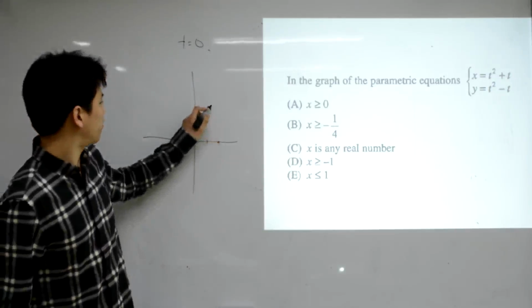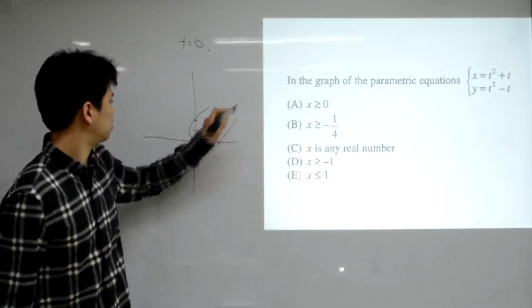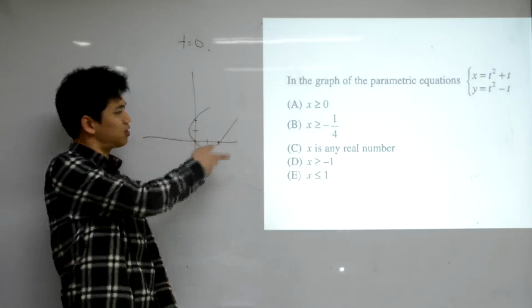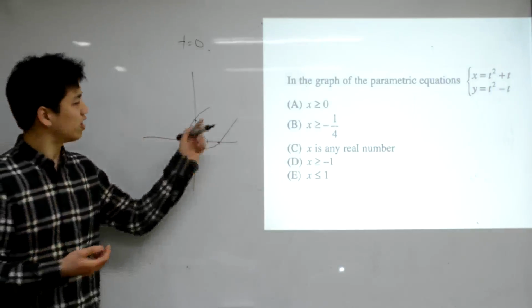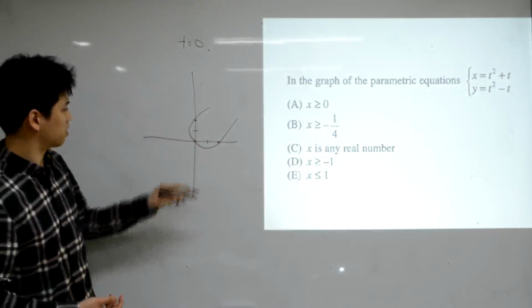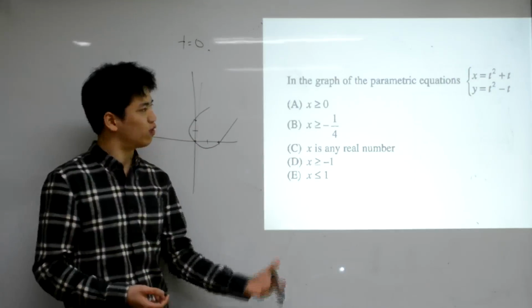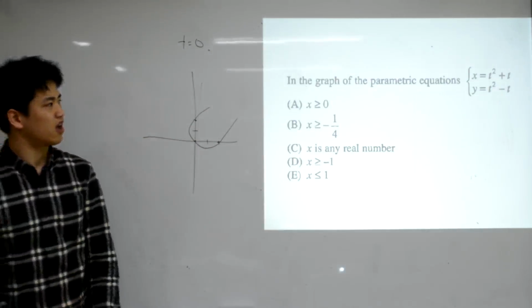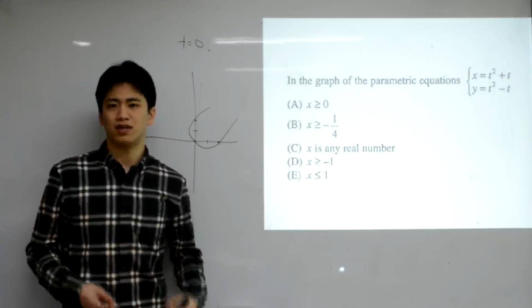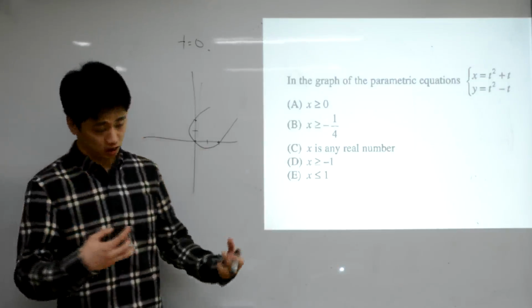And the shape actually vaguely looks something like this. So notice that this relation is not a function because it doesn't pass the vertical line test. So parametric equations, as I've mentioned before, can describe relations between x and y, not necessarily just functions.